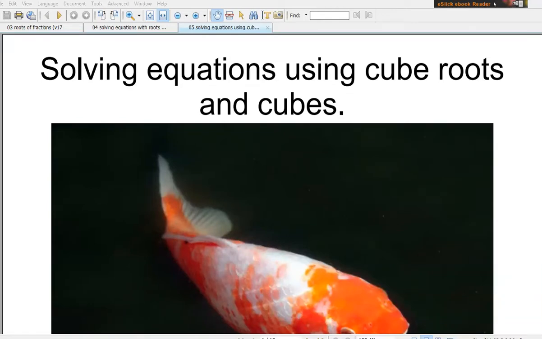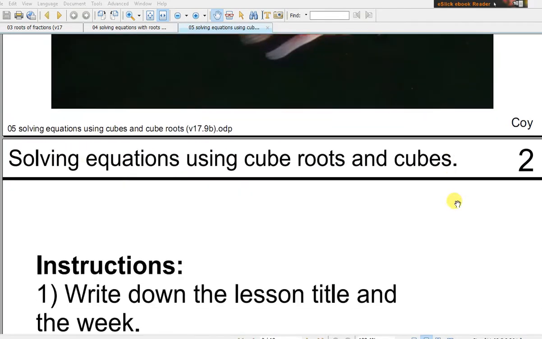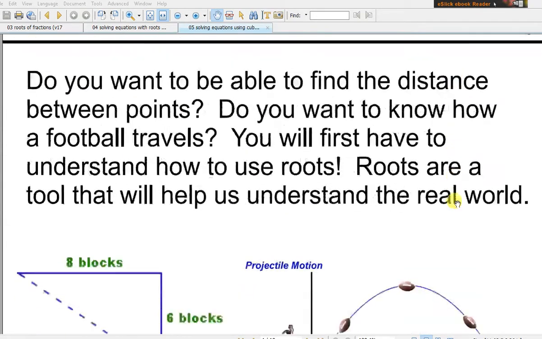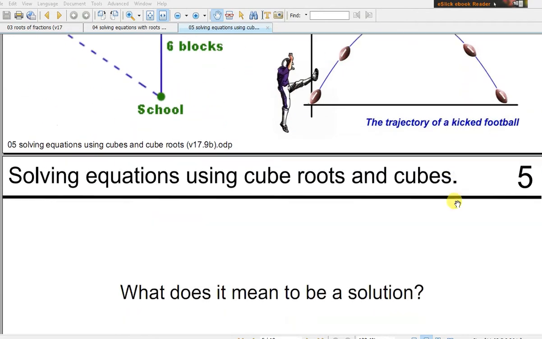Hey, this is Mr. Barr, and we're going to solve some equations using cube roots and cubes. So we're still trying to solve equations using roots. Why? Because we use them in physics.